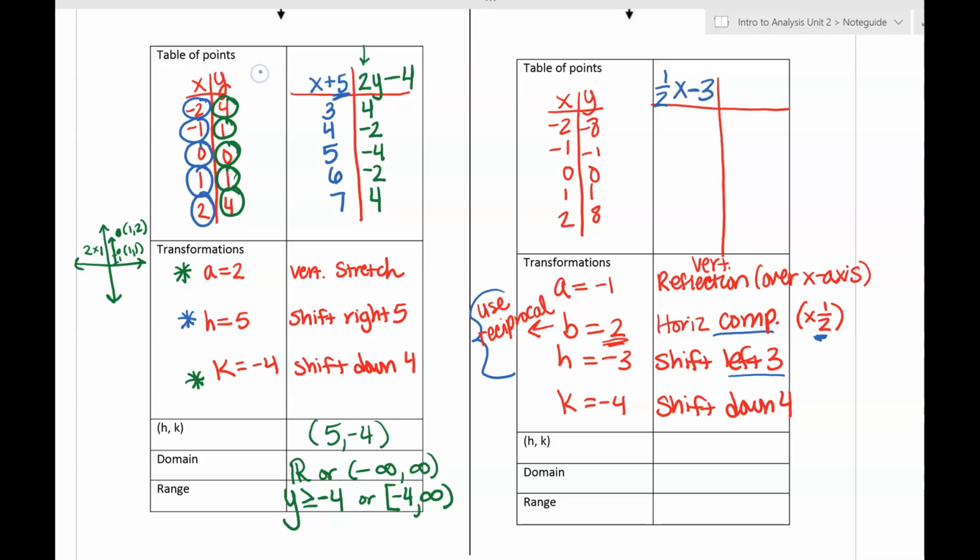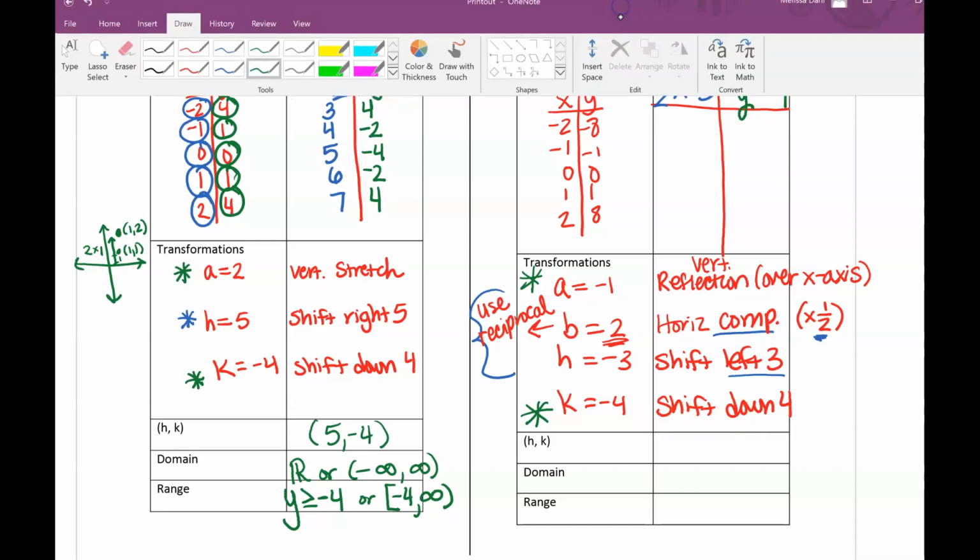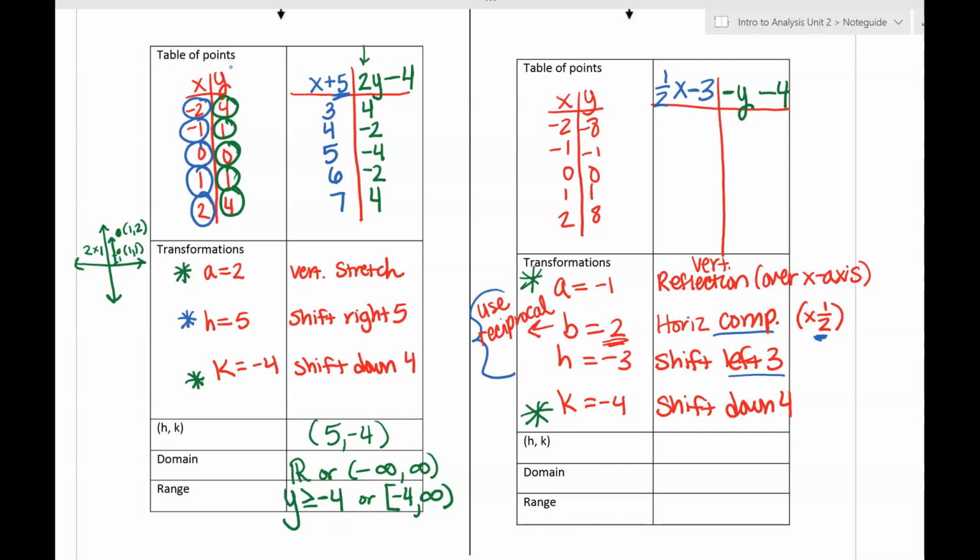For my vertical distances, that would refer to my a and my k. I'm causing a vertical reflection, which means if it was a positive y, I want it to turn negative. If it's a negative y, I want it to turn positive. So that negative in front of the y value will change the positivity and negativity. And then to shift down 4, I would be subtracting 4. So now I'm going to go through, and remember, we're going to do that with each of these points.